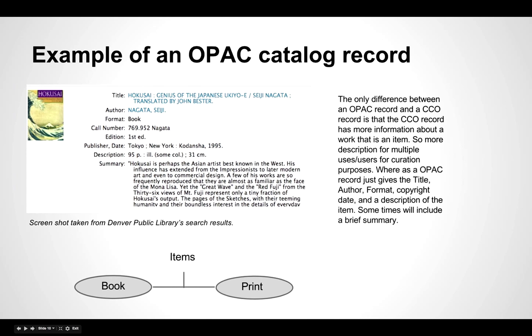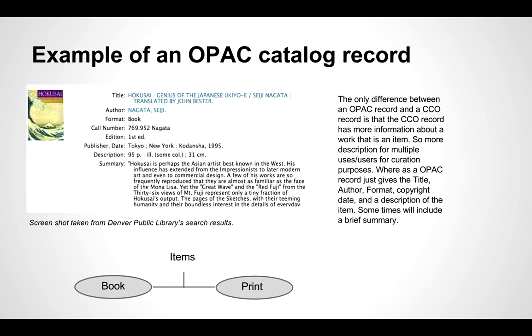This is an example of an OPAC catalog record. This is just to show you that the only real difference between the OPAC and the CCO record is that the CCO record has more clarification on a certain item or object, and has more description for curation uses, whether it's a painting or a piece of pottery. It just gives the record of what we know about it.